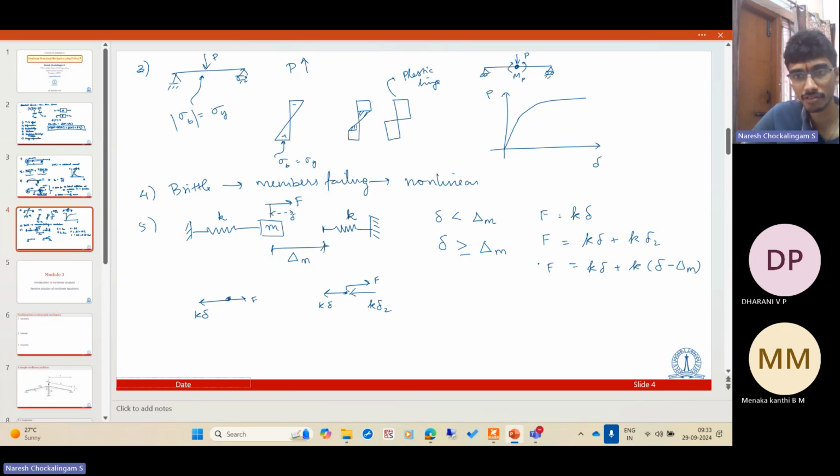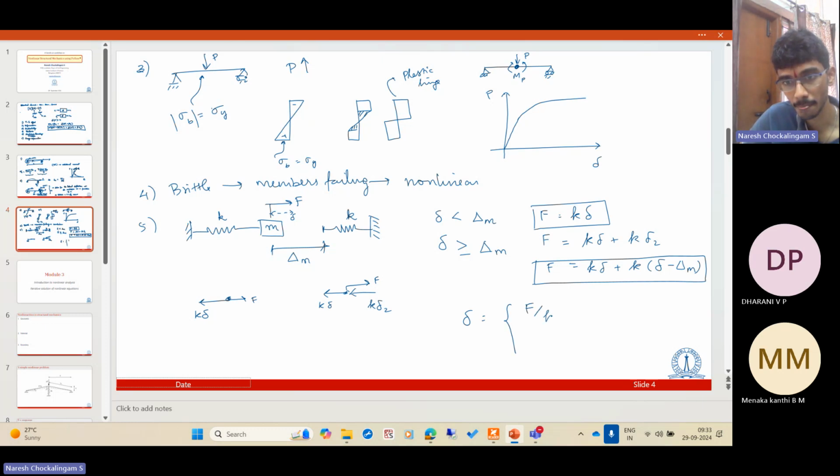Right? So here the equations of equilibrium are like this, and here the equations of equilibrium are like this. So if you write an expression for delta, delta is equal to either F by K if delta is less than capital delta M, and in the other case, maybe F plus K capital delta M divided by 2K, I guess, if delta is greater than or equal to capital delta M. But you see, this itself depends on what it is, right? So you don't have a direct solution.